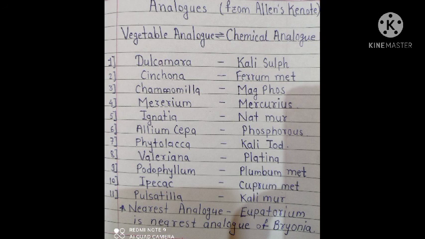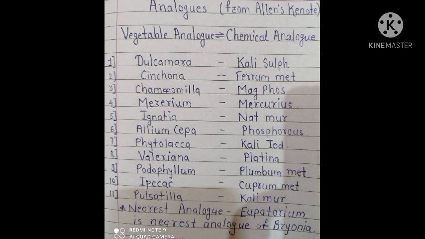The questions in competitive exams are asked randomly. That is, one may ask about the vegetable analogue of Kali sulph, so it is Dulcamara. And in one competitive exam, it may also ask the chemical analogue of Cinchona, so it is Ferrum met. So you should learn this by heart.